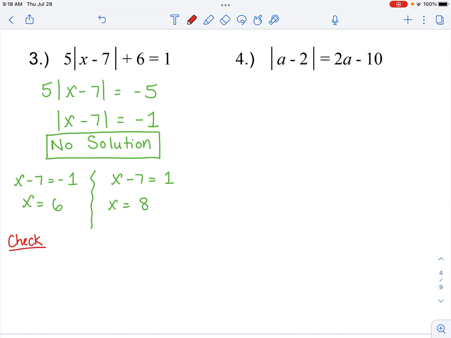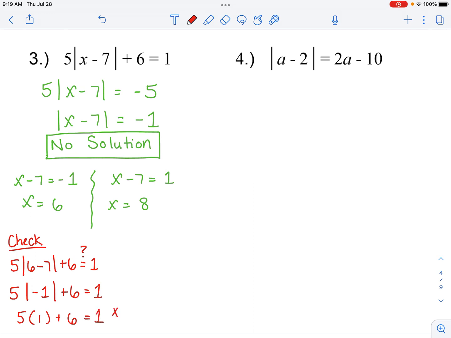So when I check this, I'm going to get 5 absolute value of 6 minus 7 plus 6 equals 1. And when I do that, I'm going to get 5 absolute value of negative 1 plus 6 equals 1. So I'm going to get 5 times 1 plus 6 equals 1, which is not true. Okay, that's actually 11 equals 1. And if I go through the second check, you'll see that the other one also doesn't work.